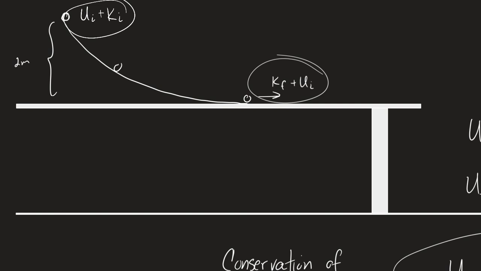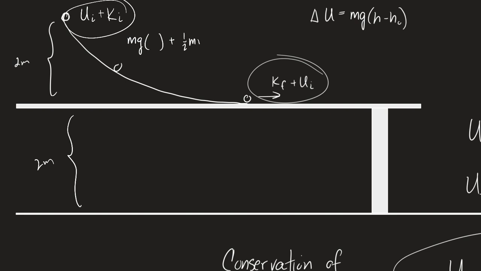Now I have to be careful. Our version of gravitational potential energy is based on the idea that there is a reference level, and we need to be considerate of the reference level. So if I tell you the table is 2 meters tall and the ramp starts 2 meters above the table, what should I use as my height for my potential energy at the start? Should I use 2 or should I use 4? Now, the answer is, it doesn't matter.